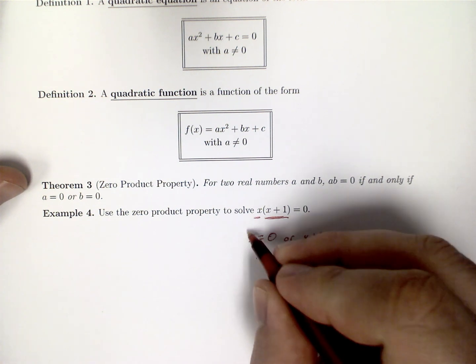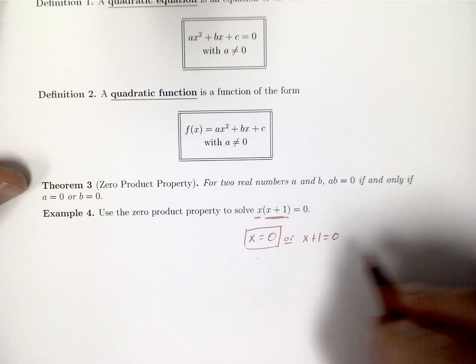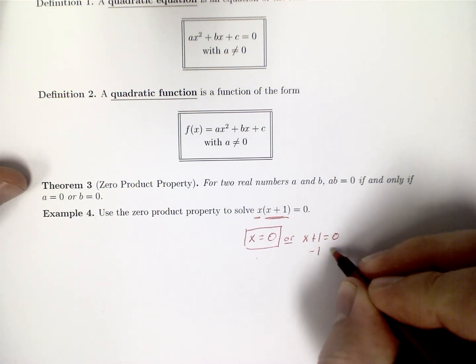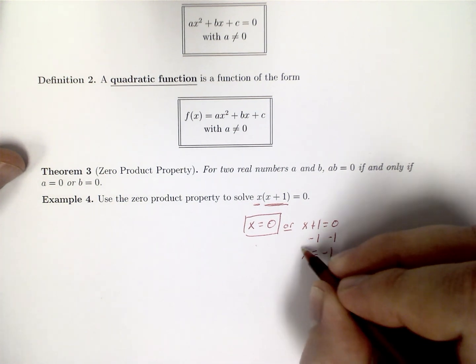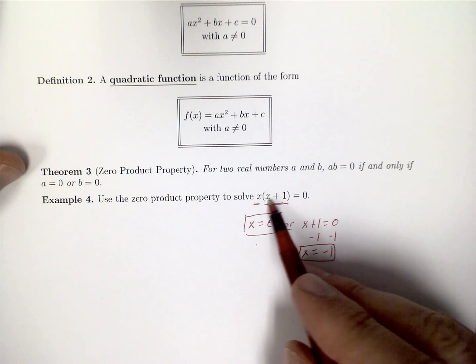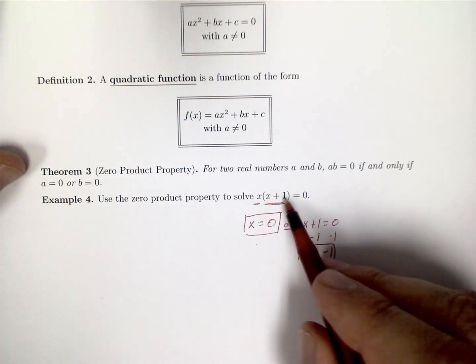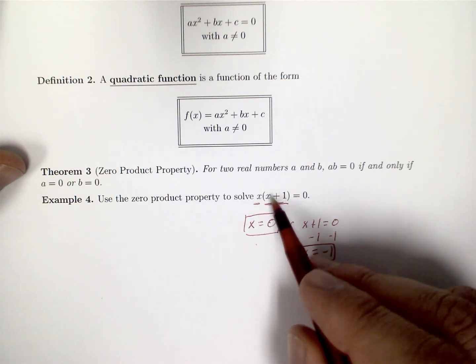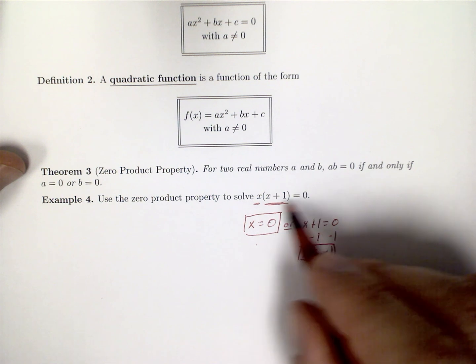So we have x equals 0, well, that is a solution. And for x plus 1, we have to solve, and we get x equal to negative 1. So this means if you plug in 0, so 0 times 0 plus 1, well, that's 0. If you plug in negative 1, well, negative 1 plus 1 is 0, and then negative 1 times 0 is also 0. So both of these work as solutions to this equation.